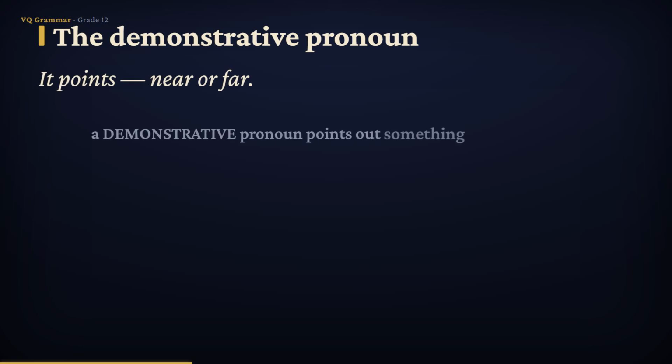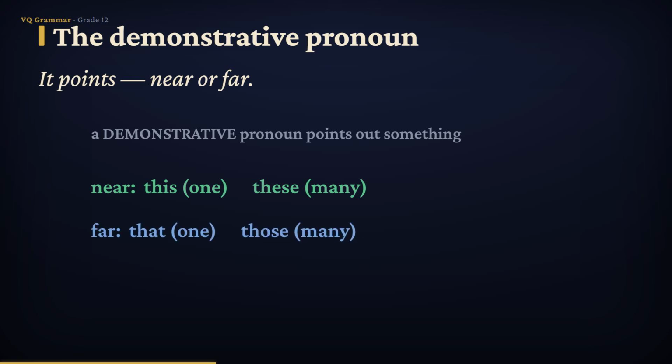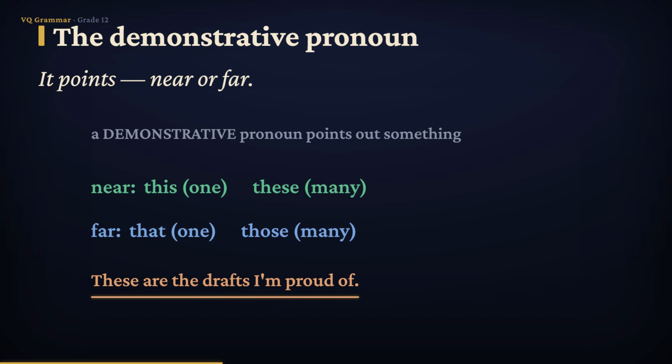Third family, the demonstrative pronoun. This one points. It singles out a specific person, place, thing, or idea, and it comes in just 4 words. For things nearby, we use this for one and these for many. For things farther off, we use that for one and those for many. Here's one in action: these are the giraffes I'm proud of. The word these reaches out and picks a particular set of giraffes close at hand. So the demonstratives sort themselves 2 ways at once, near or far, and singular or plural.